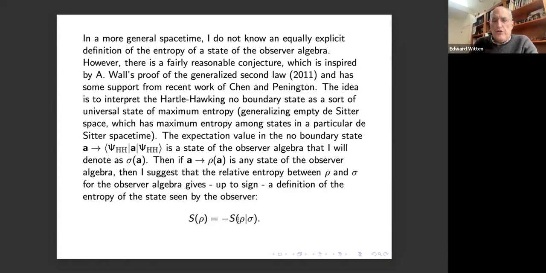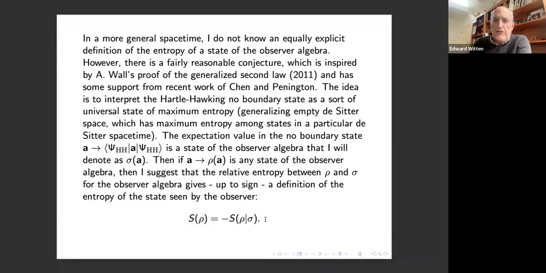So relative entropy between a normalized state rho, see, rho should be a normalized state because we want to use it to define probabilities. But sigma we just take from the gravitational path integral. Relative entropy between a normalized state and any state is well defined. And this would be a definition of the observer entropy, which involved no renormalization, actually. So this would be a candidate for an absolute definition of the entropy of a state of the observer algebra for the observer in any spacetime.